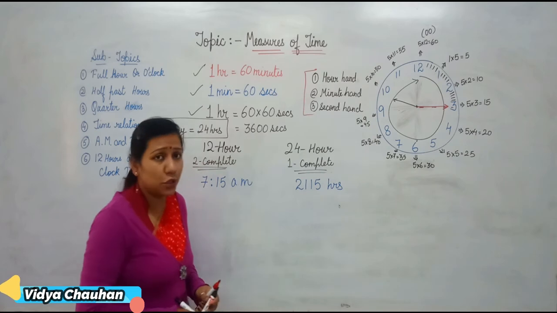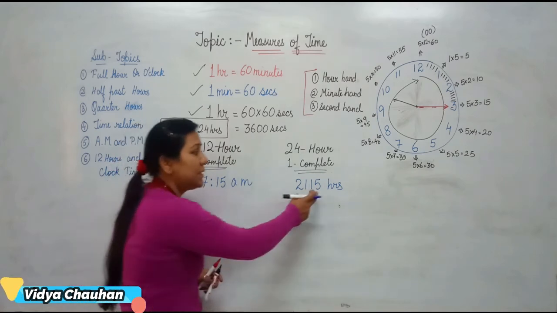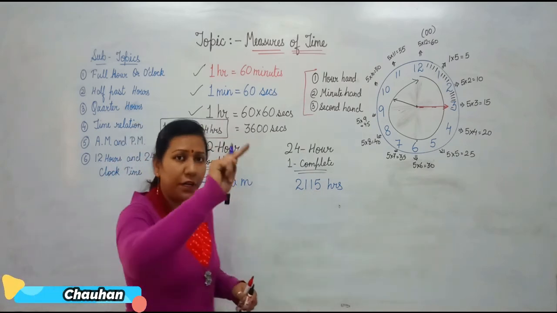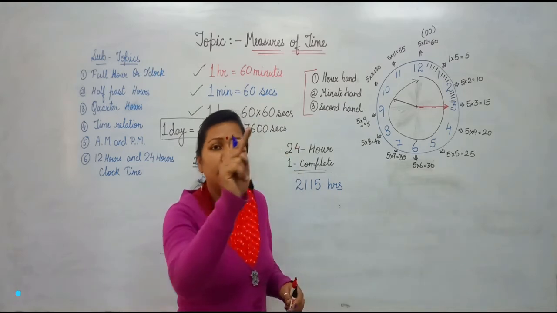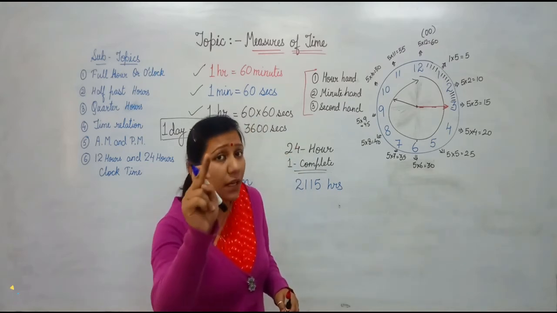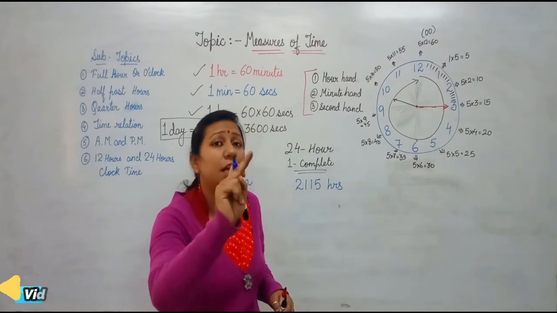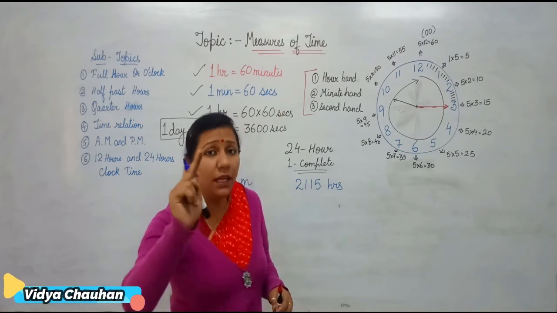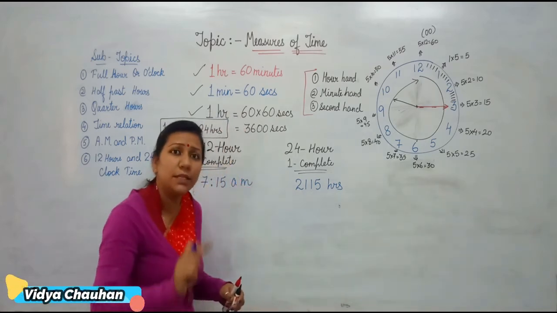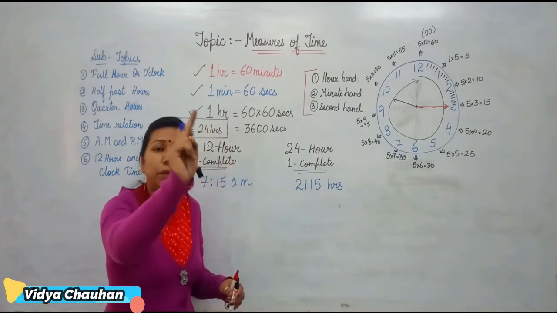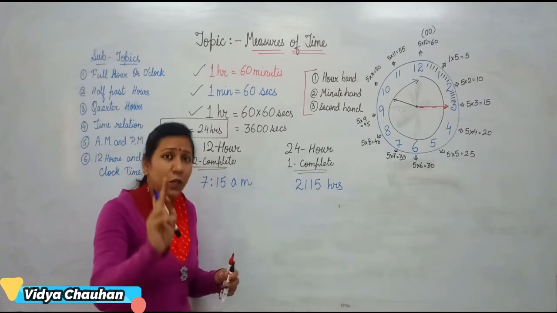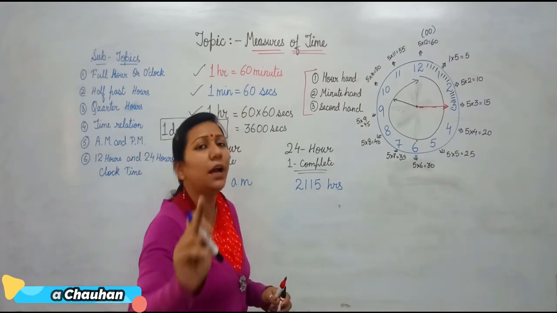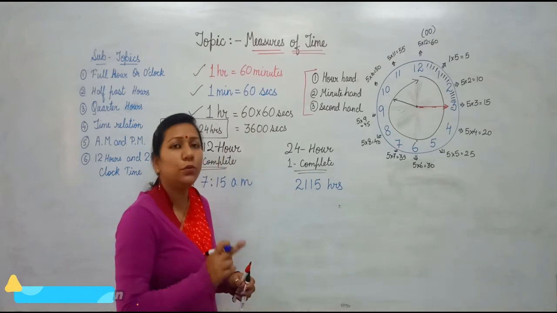That means in 24-hour clock, after taking one complete round 1, 2, 3, 4, 5, 6, 7, 8, 9, 10, 11, 12, we will not start with 1 again. After 12, it is 13, 14, 15, 16, 17, 18, 19, 20, 21, 22, 23 and 24. After 24, we again count from 1, 2, 3, 4.